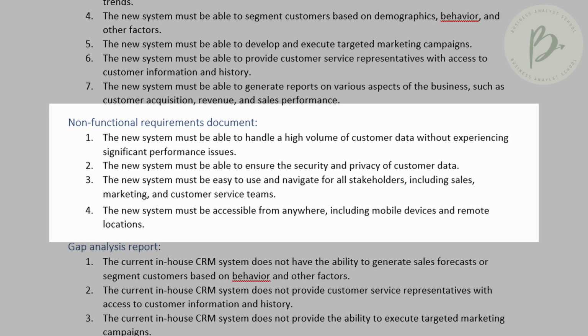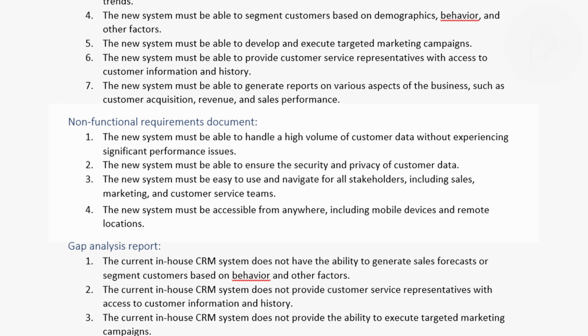Non-functional requirements. One of them could be that the new system must be on our own cloud system, because we have our in-house, maybe we have thousands of customer details. Our non-functional requirement is that the system must be able to handle high volume of customer data without experiencing any significant performance issues. We don't want our system to malfunction when we need it the most due to high volume of customer data. So whatever cloud system we're going for, it needs to be able to handle high volume of customer data.